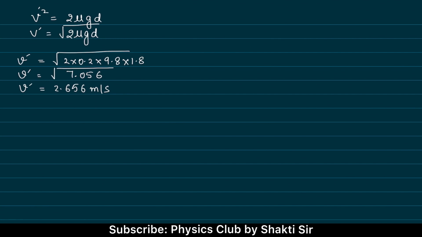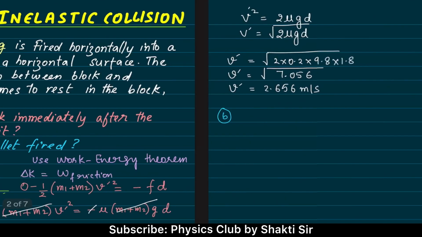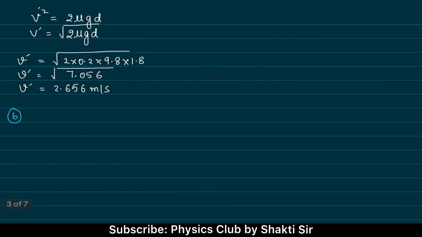Now to solve part B. What is part B? Part B is saying, at what speed is the bullet fired? Actually they are asking the speed of the bullet. So let's say the speed of the bullet is u. We can use the conservation of linear momentum.